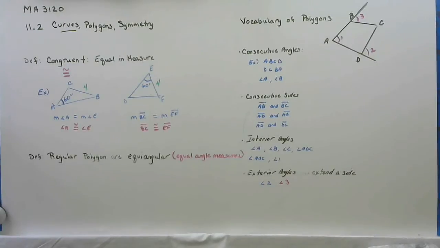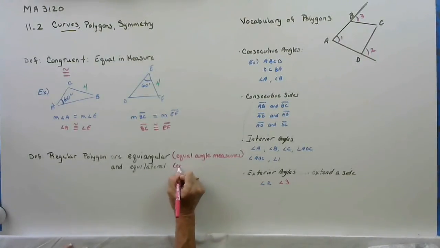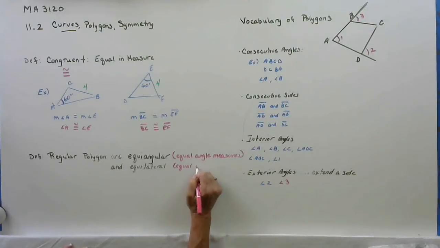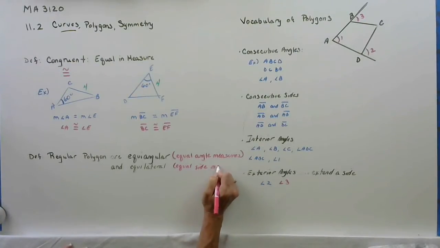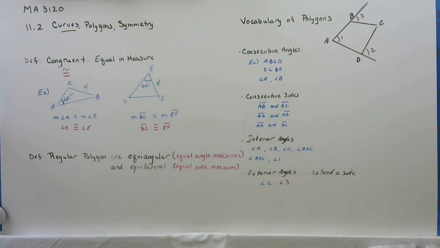So they're equiangular and, oh goodness, my pens, I'm going to have to go out to the other room and get more pens. And equilateral. Lateral means side. So this would be equal side measures or lengths. So if something is regular, it is both equiangular and equilateral.